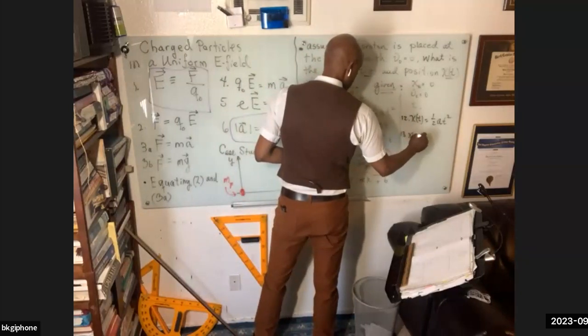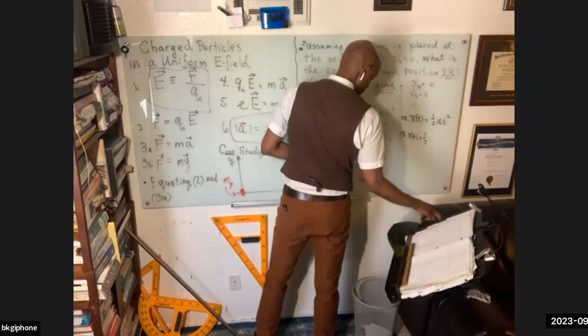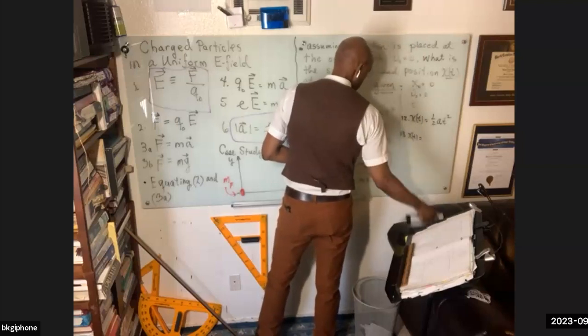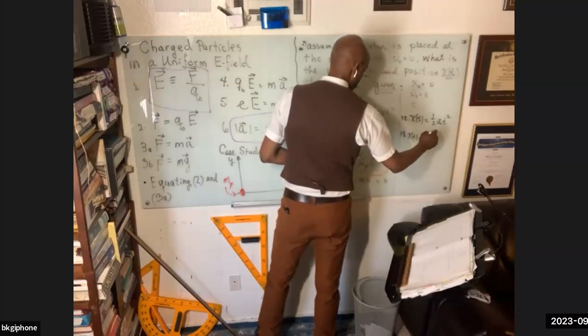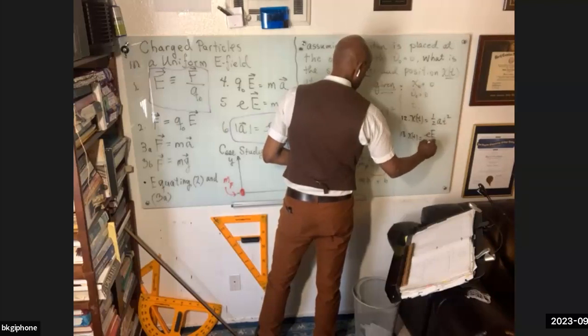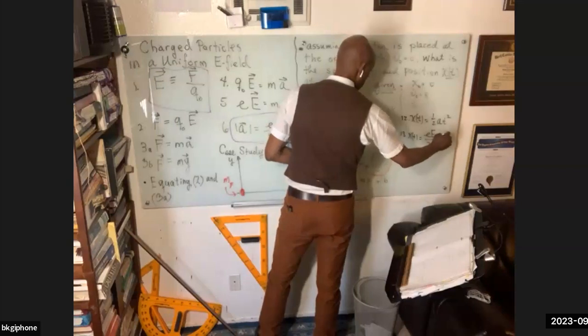And again, substituting equation 6 into equation 12, we get that the position is equal to 1/2, well, let's make that e times capital E over 2mp times t squared.